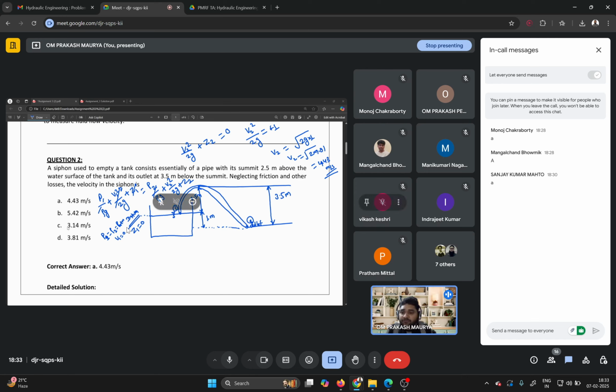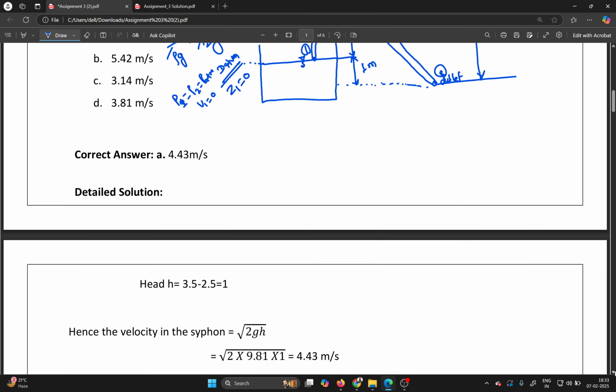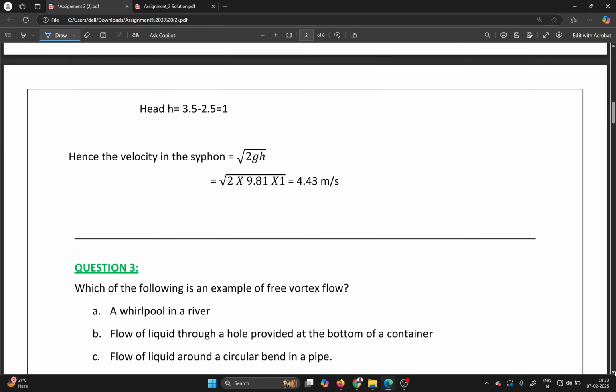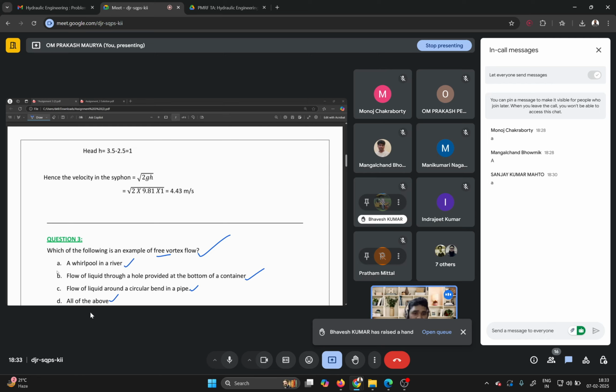Now we'll move on to the next question, question number 3. Question number 3: which of the following is an example of free vortex flow? A whirlpool in a river, flow of liquid through a hole provided at the bottom of a container, flow of liquid around a circular bend in a pipe, or all of the above. Which option will be correct? Please try to give your answer in the chat box for question number 3.